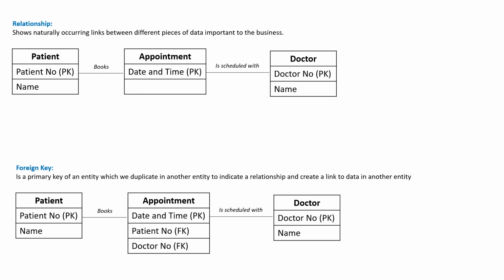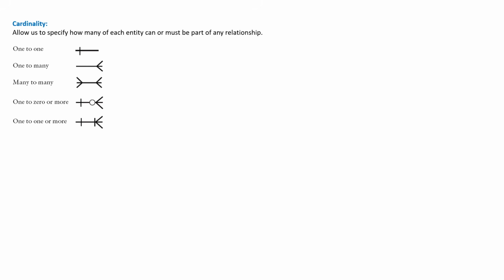Remember on the previous slide, we just had lines of relationships between our entities and some descriptive text above it. And we know that we are using the primary keys from the entities as foreign keys in another entity to be able to link them together. But we also need to be able to say how many patients can book for how many appointments, and how many doctors can be scheduled for how many appointments. That is where cardinality fits in. And we are going to use crow's foot notation.